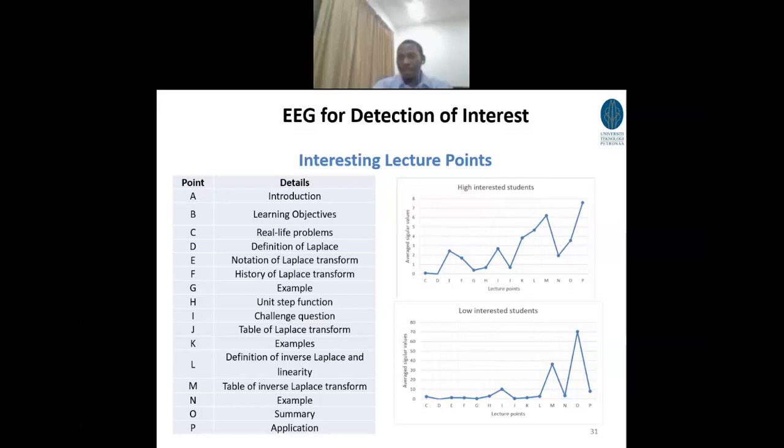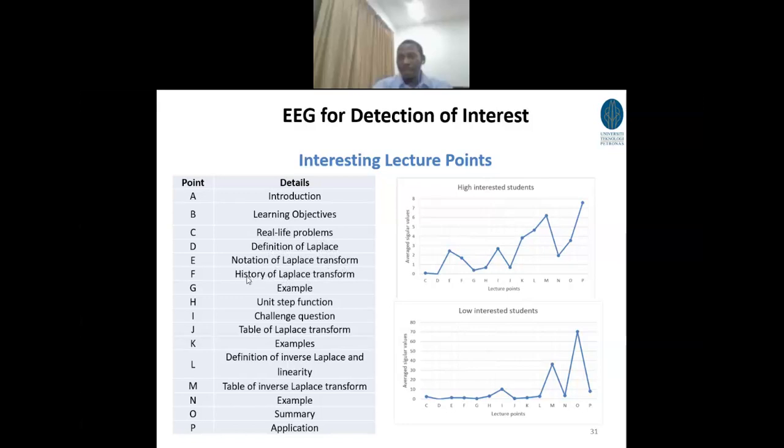And we divided it into different subtopics, sub points. You could see here, at the beginning, we have the introduction. Then we have learning objectives. Then we look at real life problems, because we knew from previous literature that some students are not interested in a particular topic. For example, they're not interested in Laplace transform. But when you tell them about the applications, something that they could live, as engineering students, that could bring some interest. So we include real life problems, the definition of Laplace, which they definitely have to go through, and the notations.